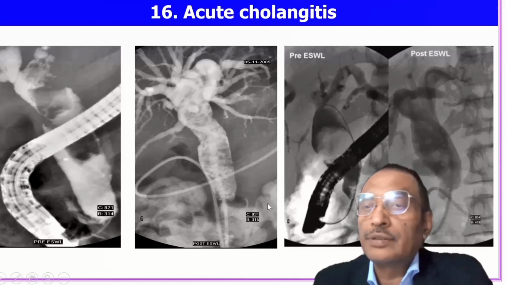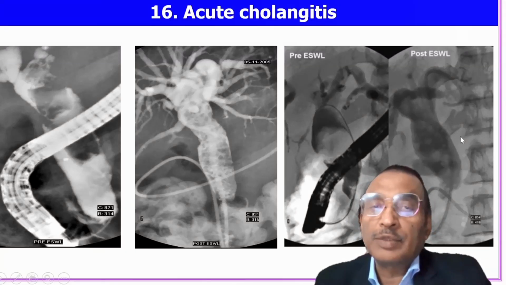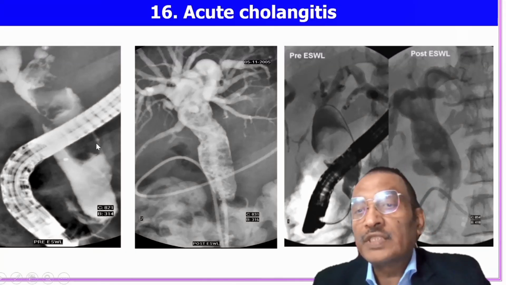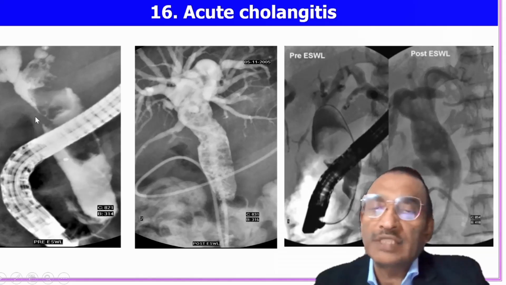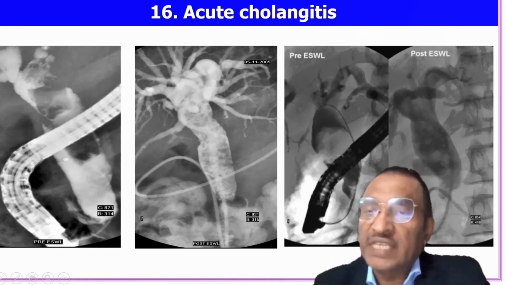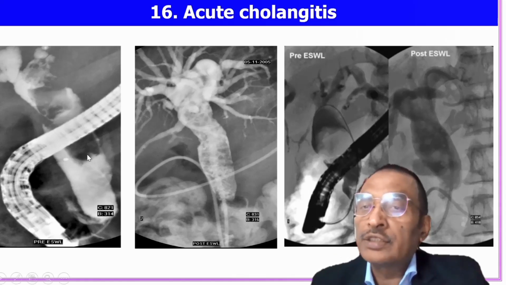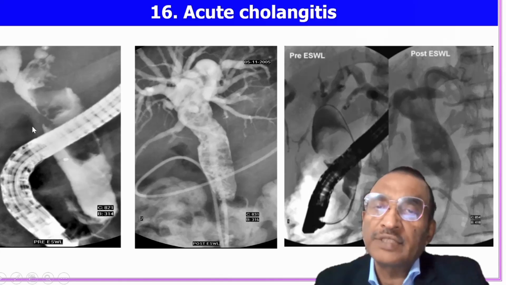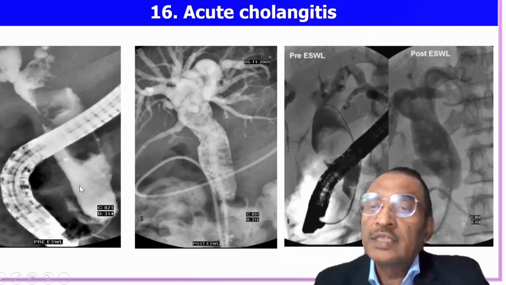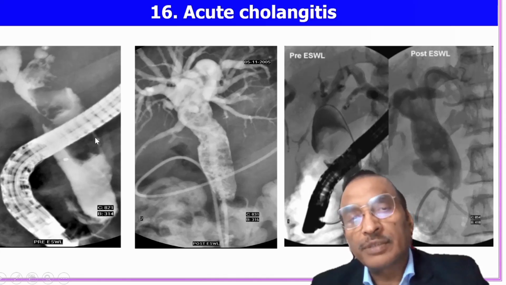Now what you are seeing, multiple images. So this is very large. This is 12 millimeters. What it appears, almost 2 centimeter plus size filling defect, and longitudinally it is 3 centimeter plus. So these are by definition very large CBD stones and a hugely dilated duct. So this will require some sort of lithotripsy.